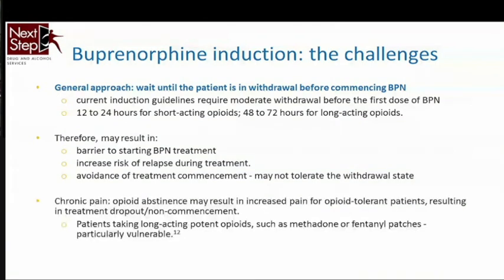In the area of chronic pain, patients are potentially even more vulnerable. So opioid abstinence may cause an increase in pain for opioid-tolerant patients. As I mentioned before in the previous presentation, withdrawal can be a strong precipitant for pain, and indeed is part of pain as well. That results in a lot of potential treatment dropout or non-commencement. So patients on methadone and fentanyl, research has found, are particularly vulnerable to these adverse effects.